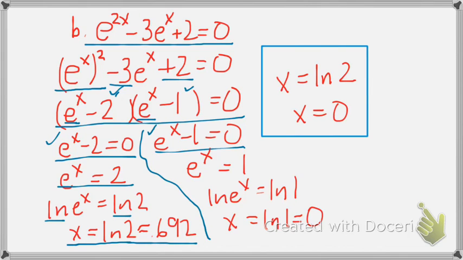Now let's move to our second factor. We add 1 to both sides, we have e to the x is equal to 1. And then take the natural log of both sides. We'll have x is equal to the natural log of 1, which we know already is 0. So we do want to simplify these forms, and we get the solutions of x is equal to the natural log of 2 and x is equal to 0. And this is the form we would leave it in for our exam.